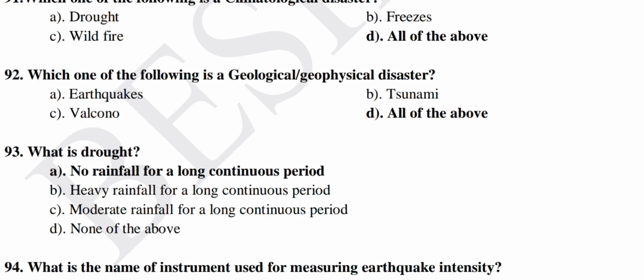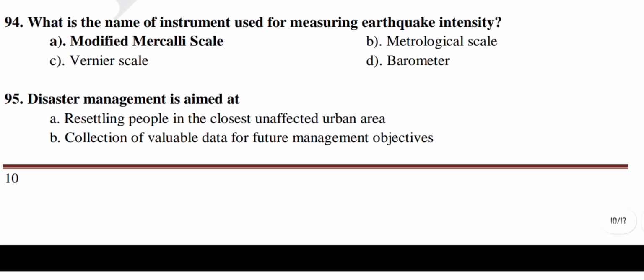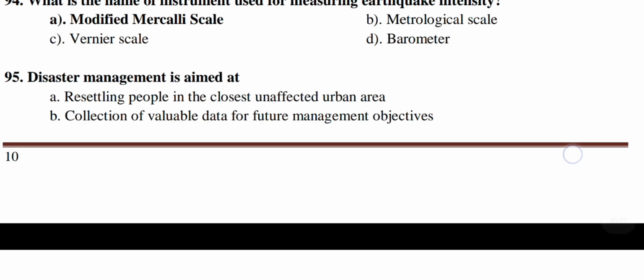92. Which of the following is a geophysical disaster? The answer is earthquake, volcano, tsunami, all the above. 93. What is a drought? No rainfall for a long continuous period is called a drought. 94. What is the name of the instrument used for measuring earthquake intensity? The modified Mercalli scale is used for measuring earthquake intensity.